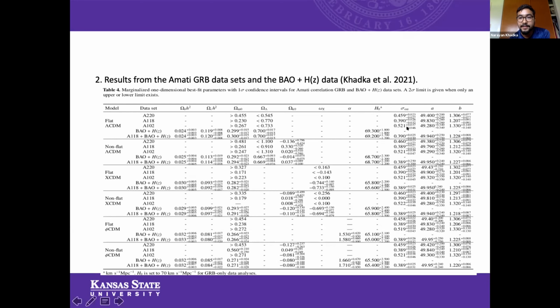But this data set provides a very high intrinsic dispersion on the MRT relation, which is here 0.521. This intrinsic dispersion is really high, so we do not prefer to use the A102 data in cosmology, because it has very high intrinsic dispersion. We cannot trust the cosmological results obtained from A102 data. Also, if you combine A118 and A102 data, the A220 data set provides a cosmologically inconsistent result with BAO plus SZ, and the sigma external, or intrinsic dispersion of the MRT relation, is very high here also. Basically, this high value of sigma external for A220 comes from the inclusion of the A102 data.